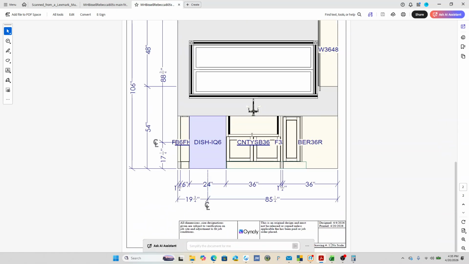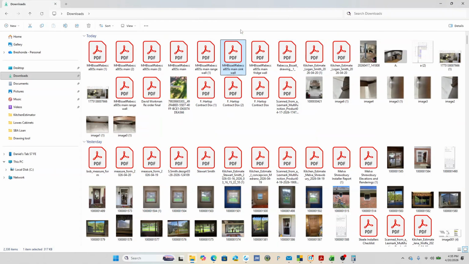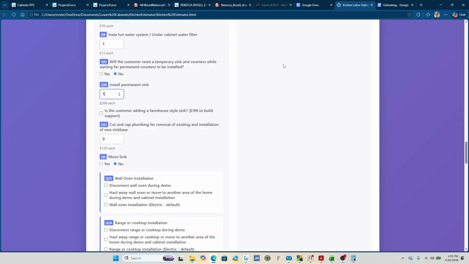So we go down here. Yep. Do you see that cut out? That is a farmhouse sink. So farmhouse sinks, and see how it says country sink base right here, 36. That's a farmhouse sink. With a farmhouse sink, they are a lot of additional labor. So we are going to check the box for farmhouse sink.